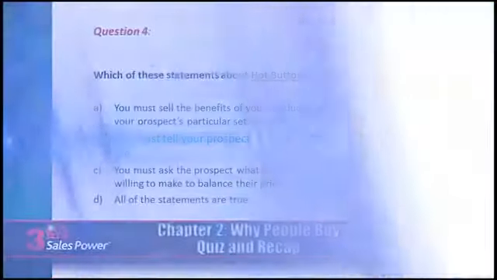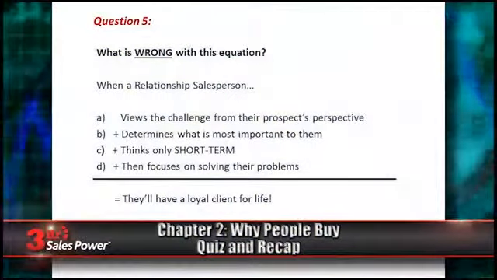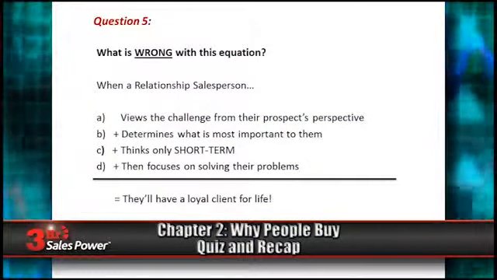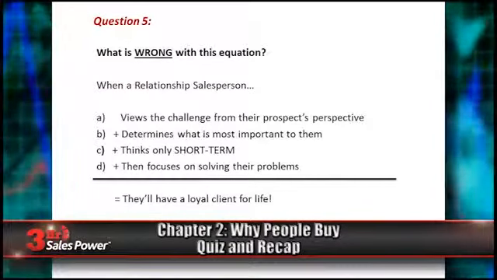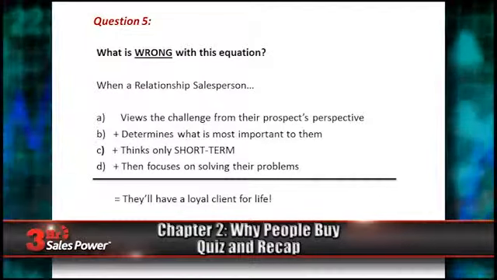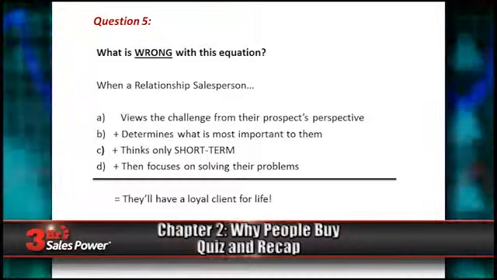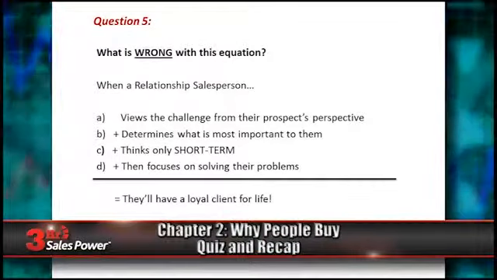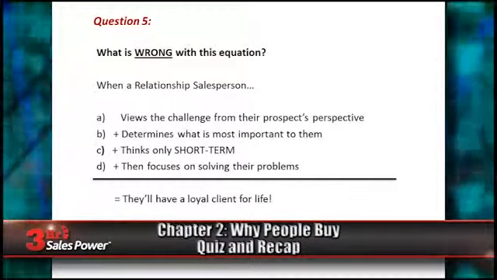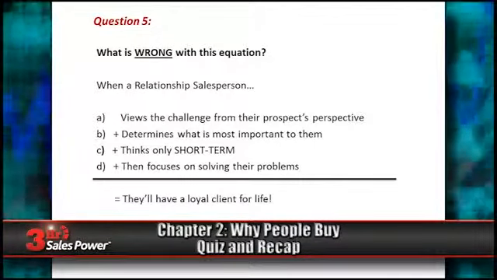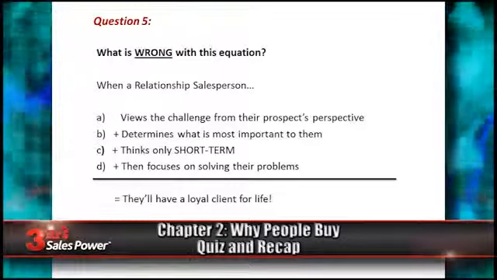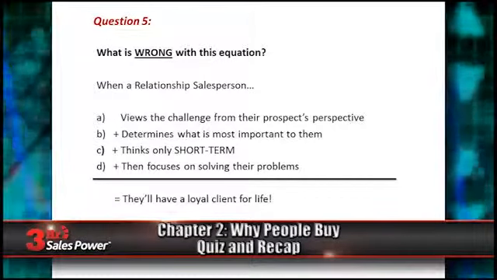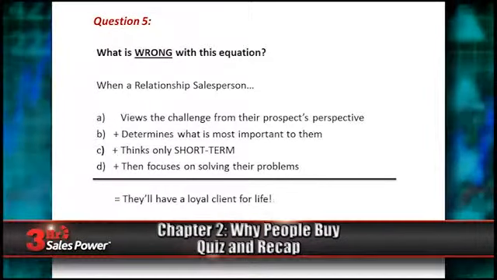Question number 5. What is wrong with this equation? When a relationship salesperson, A, views the challenge from their prospect's perspective, B, determines what is most important to them, C, thinks only short term, and D, then focuses on solving their problems, they'll have a loyal client for life.